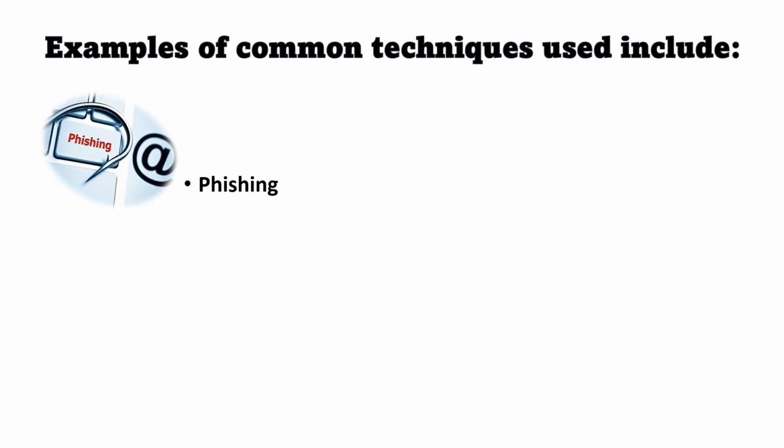Examples of common techniques that can be used to social engineer a victim or a user include phishing. What is phishing? Phishing is a type of social engineering attack where the attacker sends fraudulent messages, especially via electronic mail or a website, that is designed to trick a person into revealing sensitive information to the attacker or to deploy malicious software on the victim's infrastructure.